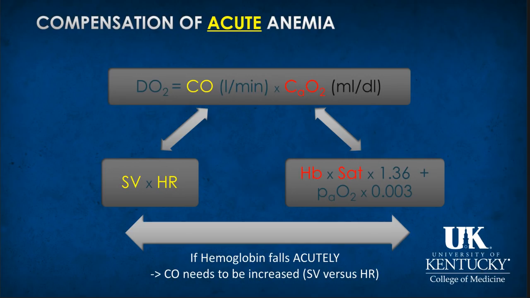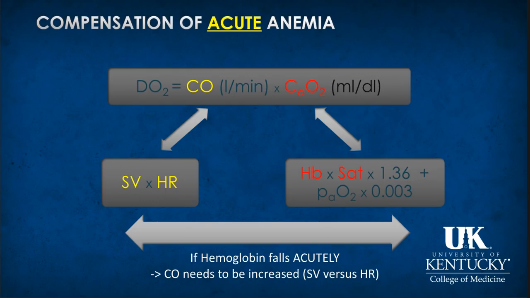Oxygen delivery depends on your cardiac output and your arterial oxygen content. The formulas are shown here in the slide. So as with acute blood loss and anemia, a very common disturbance we see in the operating room, a decrease in hemoglobin concentration will be compensated by an increase in cardiac output. Cardiac output depends on stroke volume and heart rate.